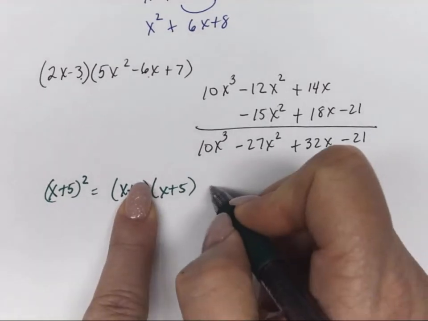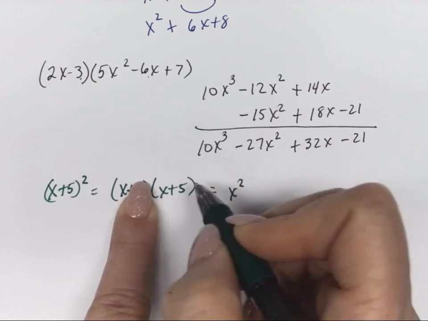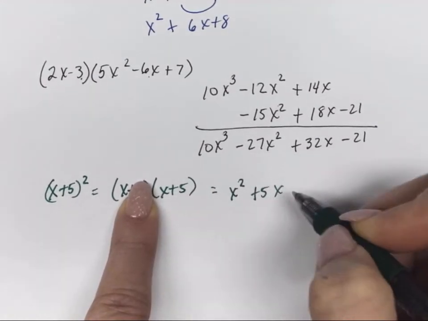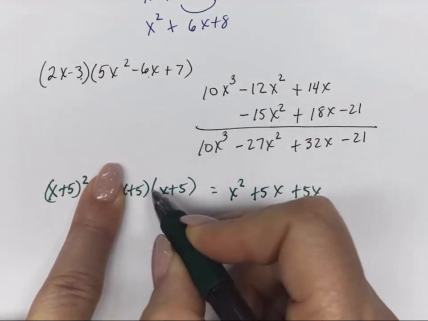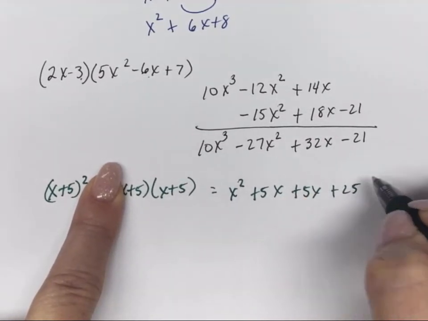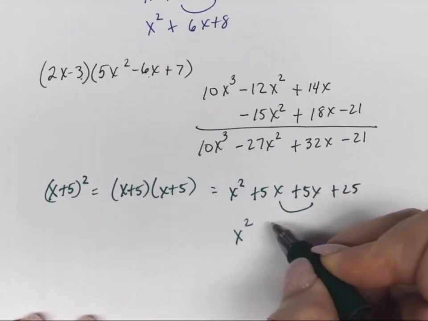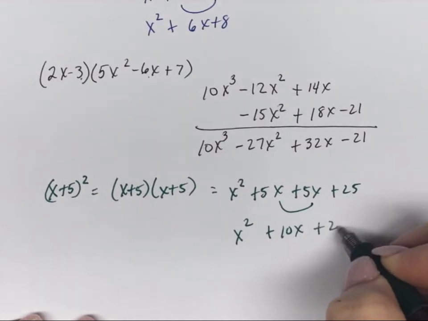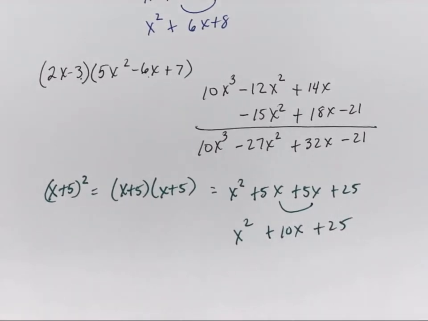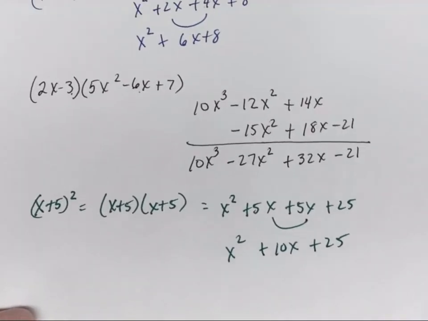All right, so this will get us x times x is x squared. X times 5 is 5x. 5 times x is 5x. And 5 times 5 is 25. Again, combining like terms, we have x squared, 5 plus 5 will get us 10x plus 25. All right, let's go look at another problem.